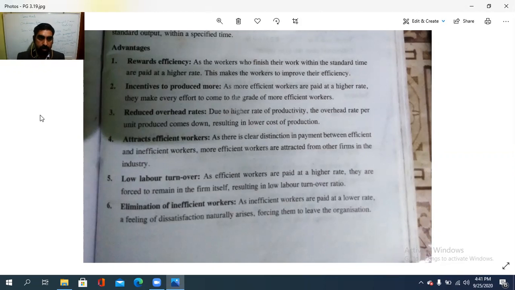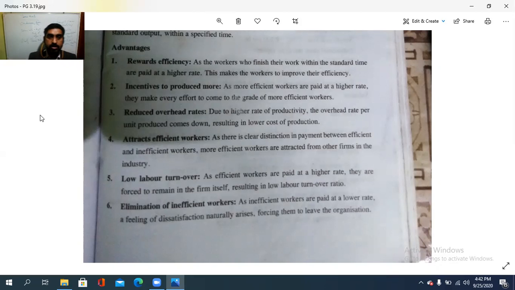Also, isn't it? So as more efficient workers are paid at a higher rate, they may make every effort to come to the grade of a more efficient worker. Each worker tries to become more efficient. That is it. So that is the incentive to be produced more.